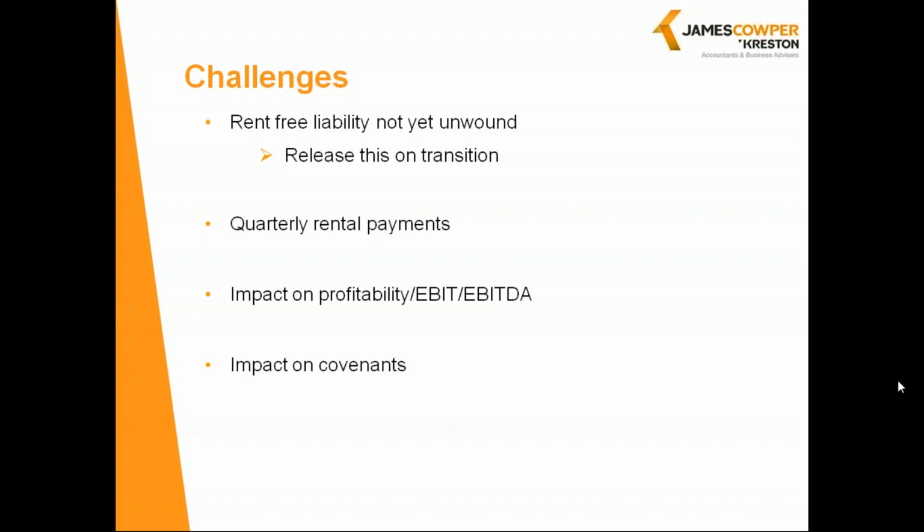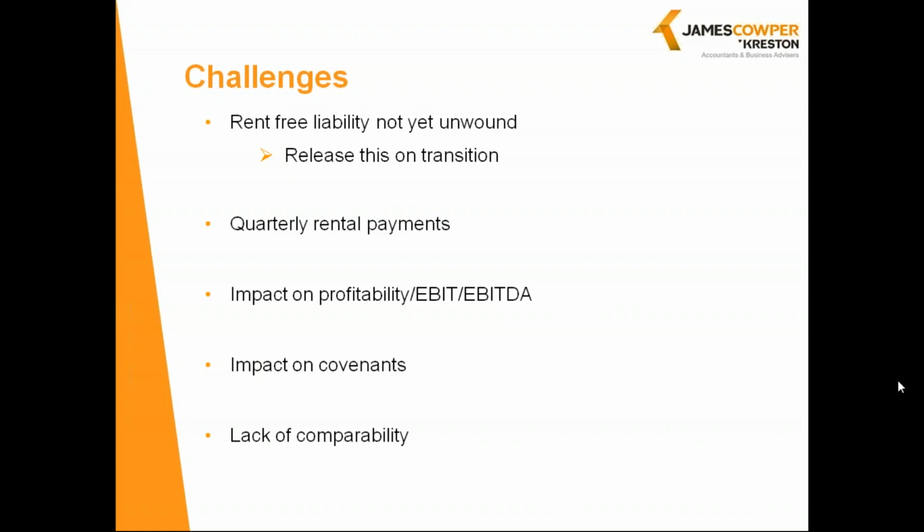Another one to mention is the impact on covenants. Essentially, this is bringing a load of debt onto the balance sheet that wasn't debt before, those future rental payments. So any covenants that are based on debt cover or even net assets, equity to debt ratios, all those sorts of things are hugely impacted, and frankly will probably need to be renegotiated.